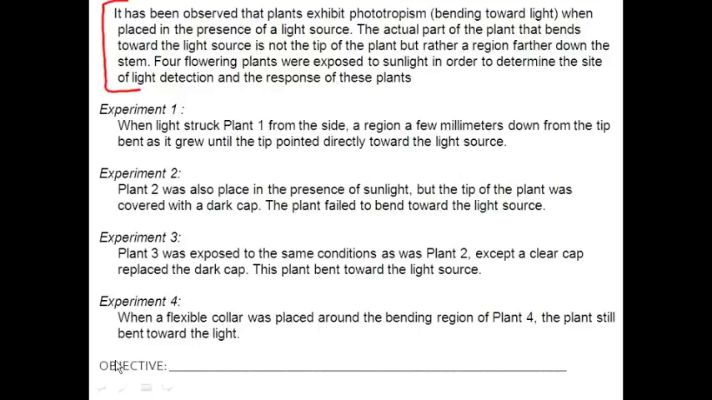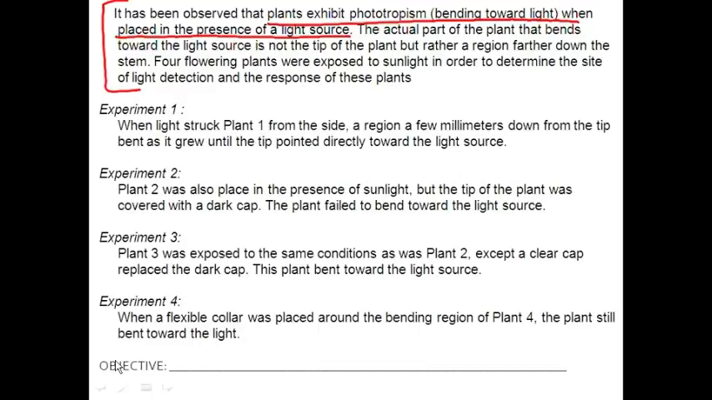So where do you usually find the objective of the study? Well, you usually either find it at the beginning or you find it at the end. And in this case, you find it at the beginning, where it says that plants exhibit phototropism, which is bending toward light when placed in the presence of a light source. Go ahead and underline this if you didn't do it already, because that is your focus for the questions that you're going to be doing.